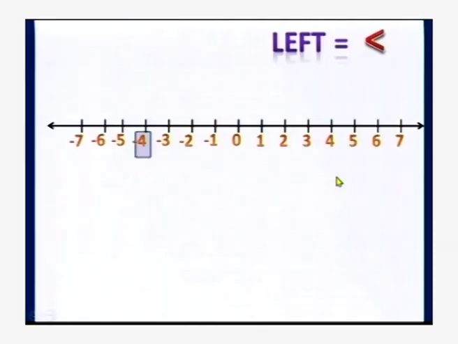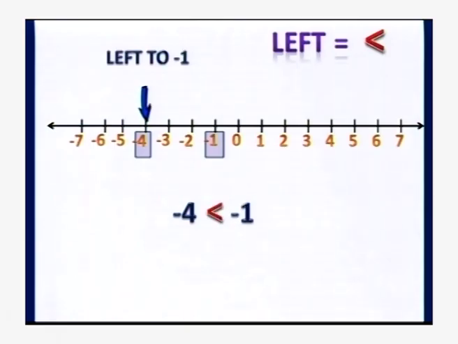Now again I am taking two numbers here. Yes, minus 4 and minus 1. Okay children, now can you tell me which one is less? Minus 4 is left to minus 1. So what we can say here? Minus 4 is less than minus 1. Children, try to understand this. This is minus 4. This is minus 1. Minus 4 is left side of which one? Minus 1. So we say that minus 4 is less than minus 1.